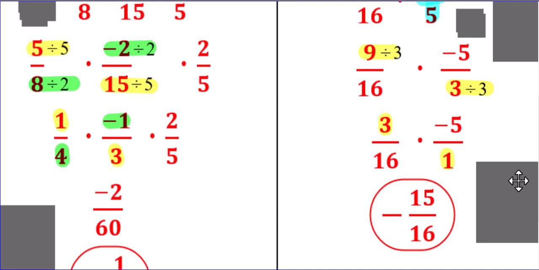Now, if you decided to do this the decimal route, and you're curious what that answer would give you, 15 sixteenths happens to be 0.9375. And that would have been acceptable as long as you had the negative sign on the answer.